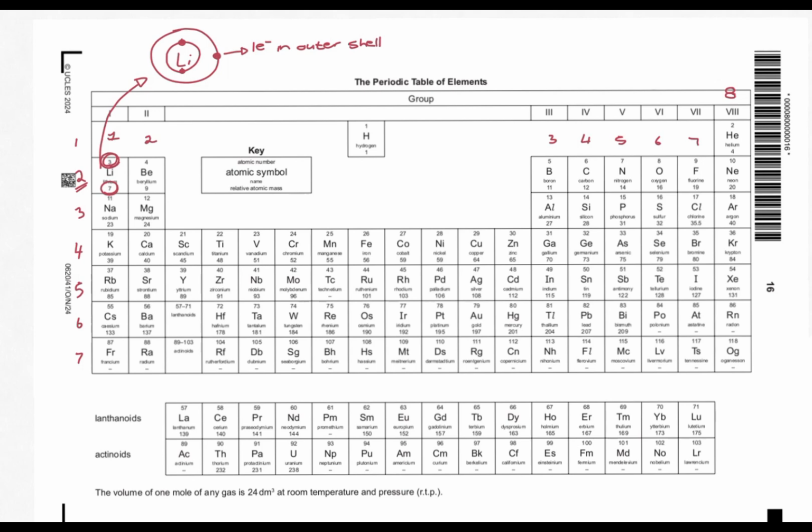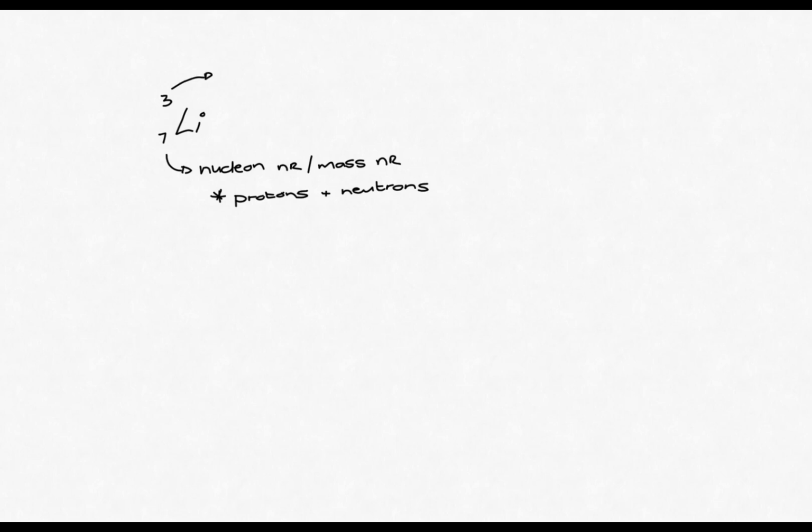Let's look at lithium in a bit more detail. Now lithium has two little numbers next to it, a 3 and a 7. Now the bigger number on the atom would be the nucleon number. This is the amount of neutrons as well as protons in the nucleus. That's what's called the nucleon number. Now the smaller number is my proton number and only shows the amount of protons present in my nucleus.